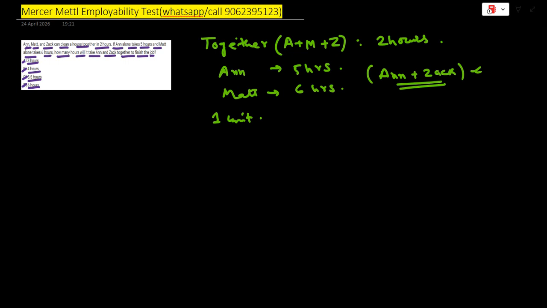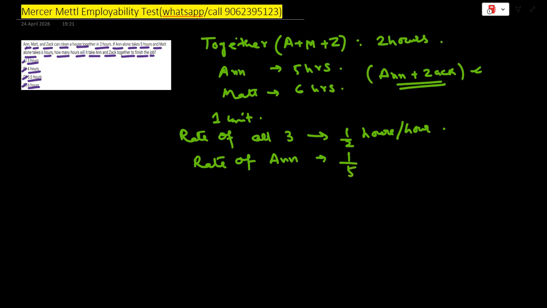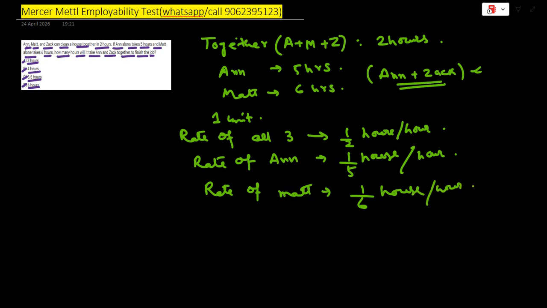Now the rate of all three is 1/2 house per hour, and the rate of Anne is 1/5 house per hour, and the rate of Matt is 1/6 house per hour.